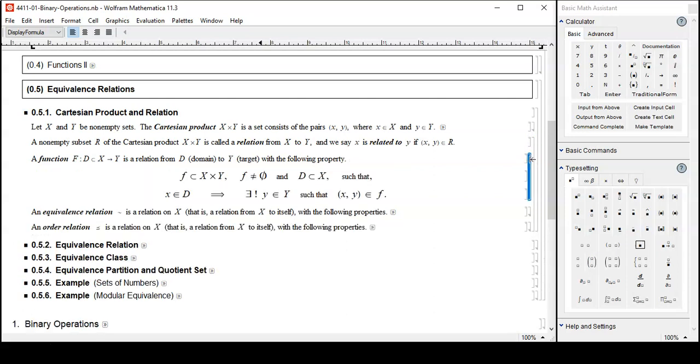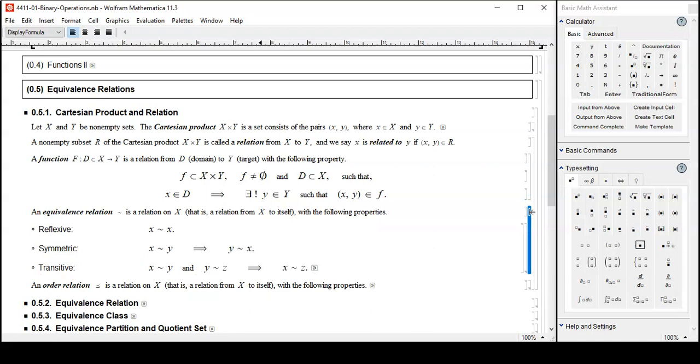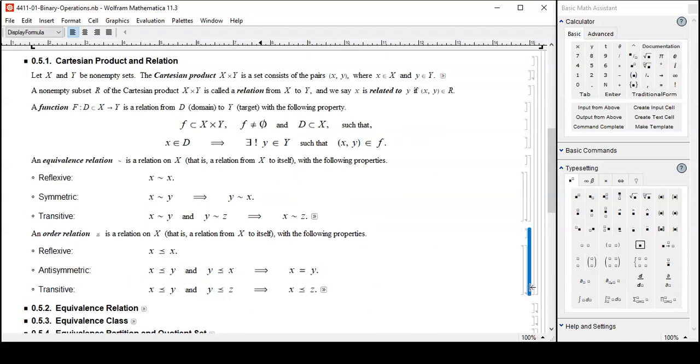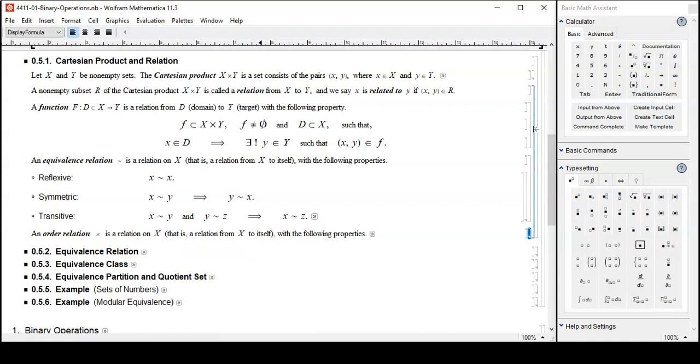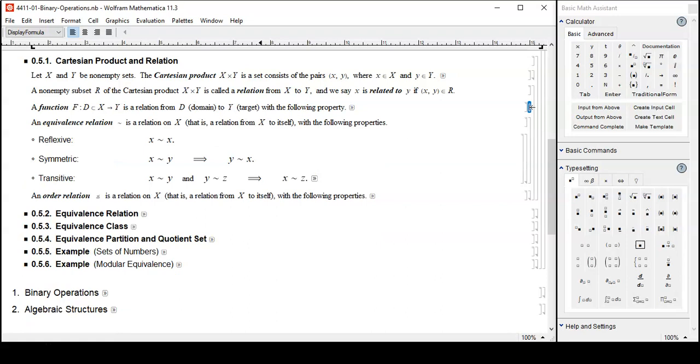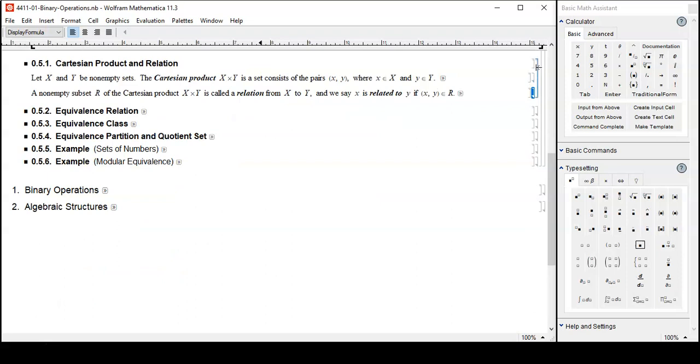Important examples include a function, an equivalence relation, and an order relation. For this course, order relation is not that important, so let's not worry about this. As for the function, we already discussed it in optional video number 2. So that leaves us the equivalence relation. Let's discuss this in a little more detail.